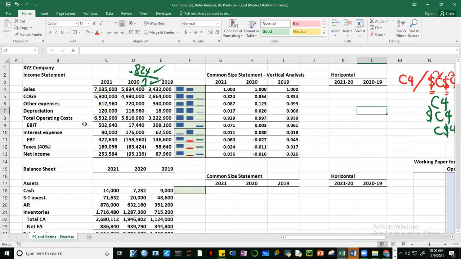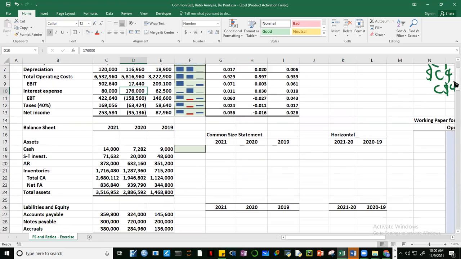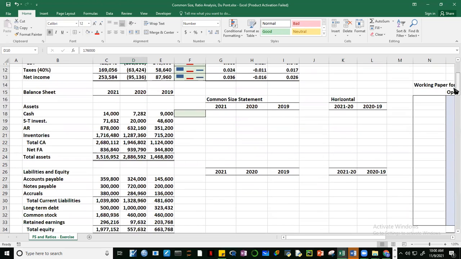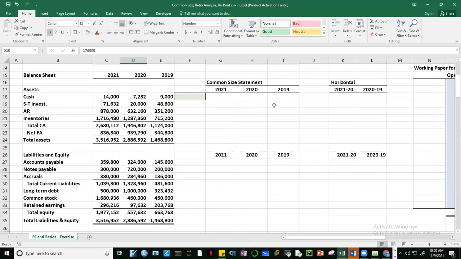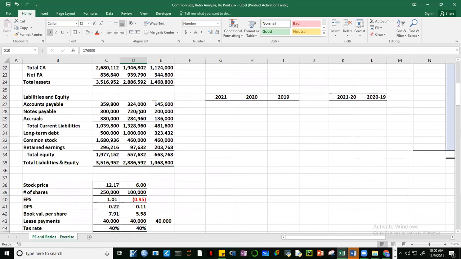Now, as regards interest, for example, there was a big jump in interest expense. What could this be attributed to? We can take a look at the balance sheet. What's the cause of interest expense? Interest expense can be caused by notes payable. Here, from 200,000 it jumped to 720,000. That was a big jump as far as the interest-bearing notes payable is concerned.